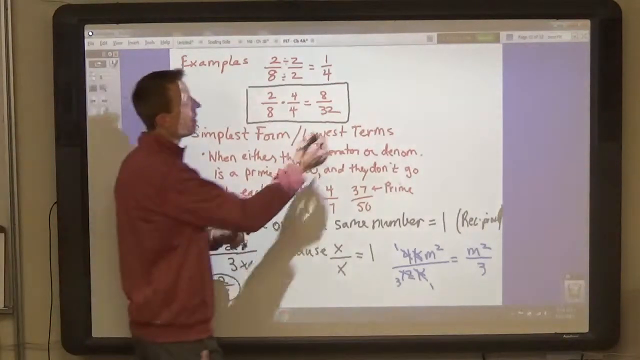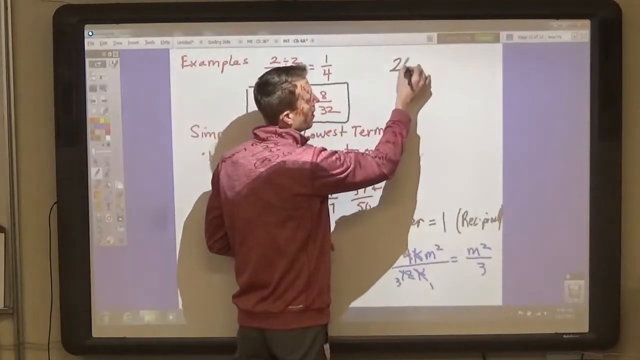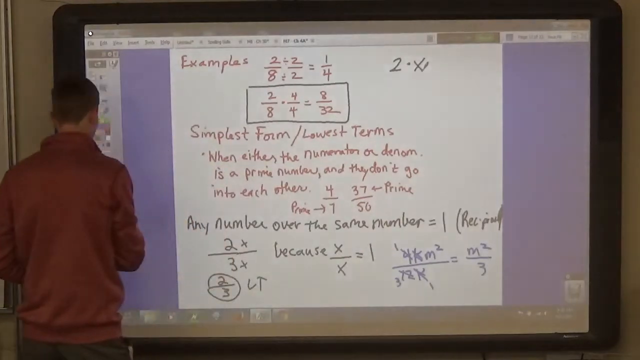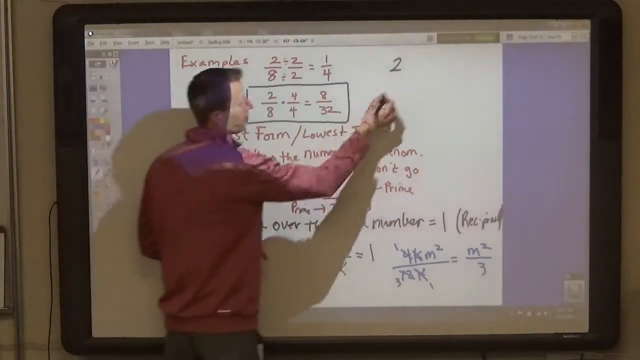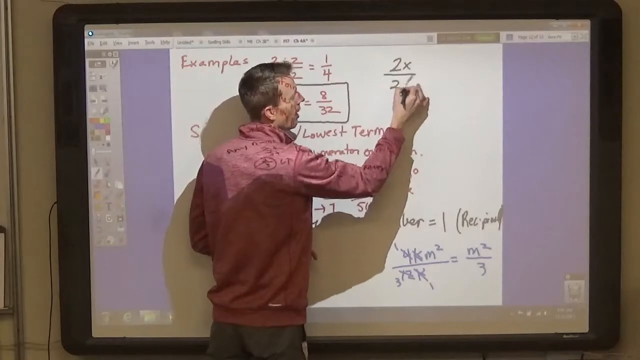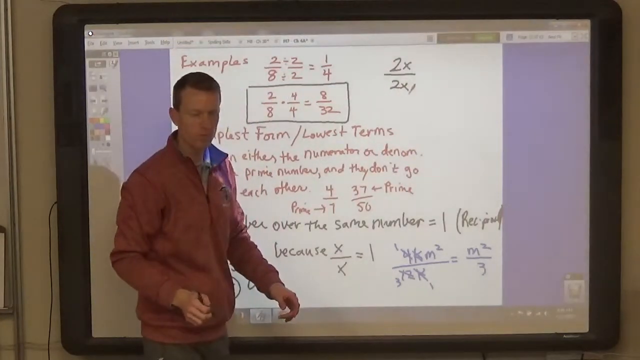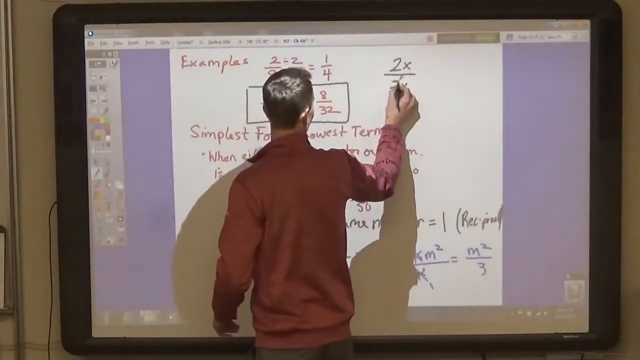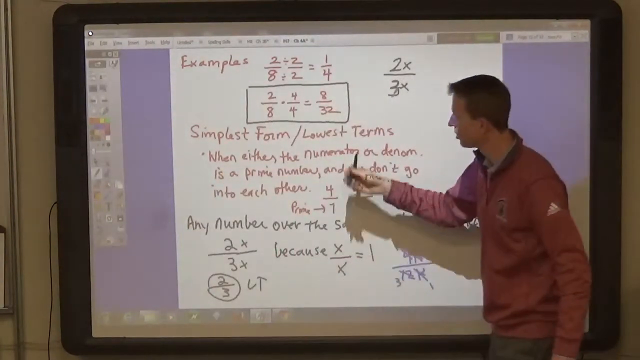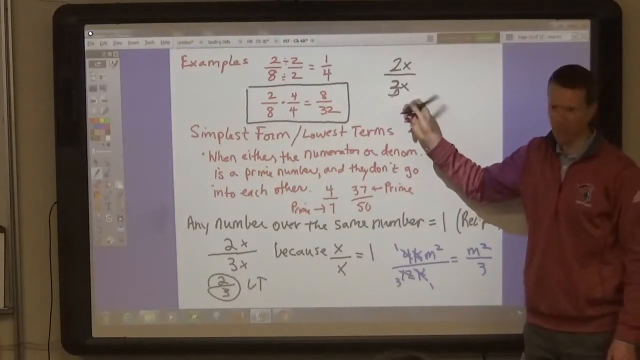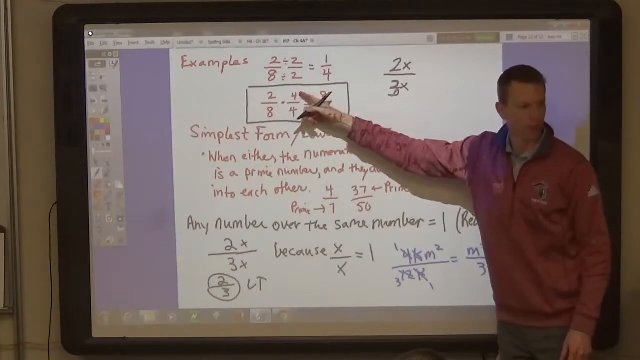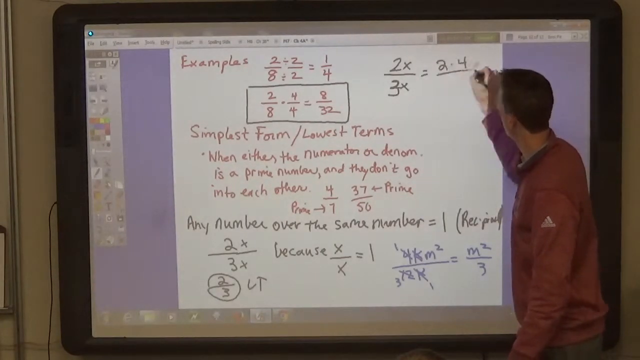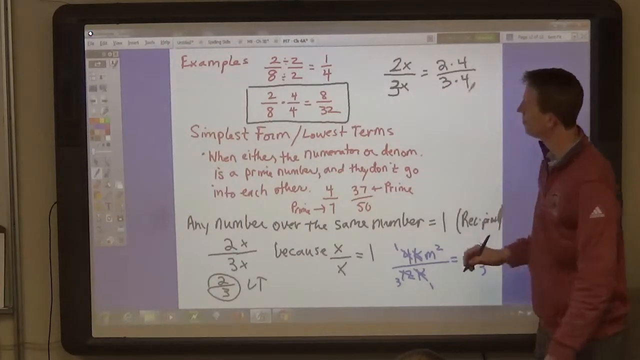Let me show you what that is. Okay, so it's 2 times x. Let me write it this way: 2x over 3x. All right, so we're simplifying 2x over 3x, okay? Let's say that x is 4. So then that equals 2 times 4 over 3 times 4, right? 8 over 12?